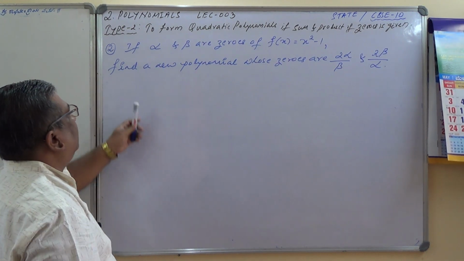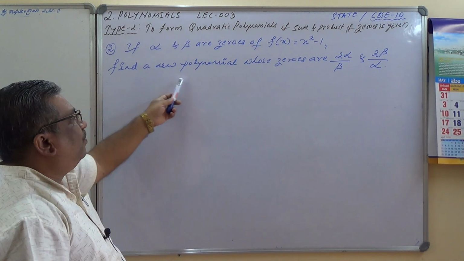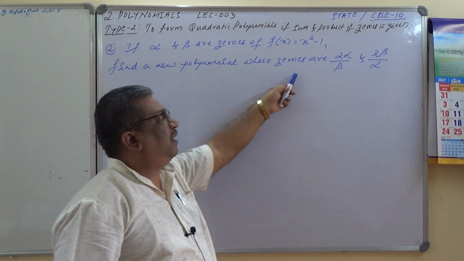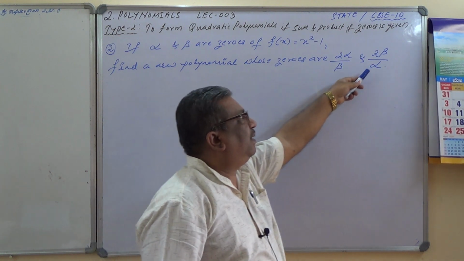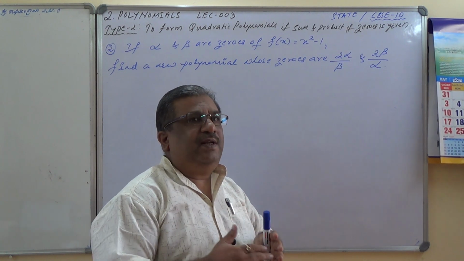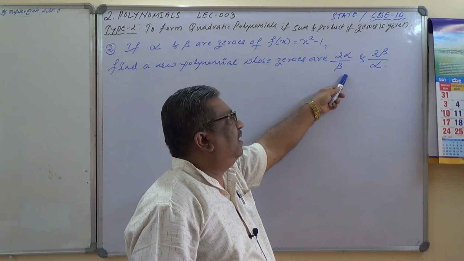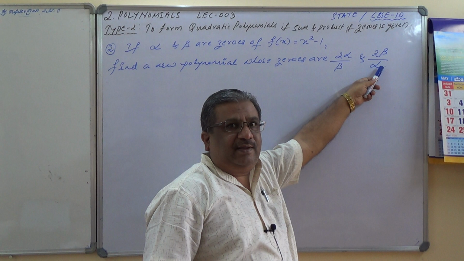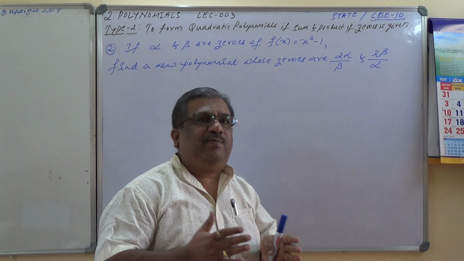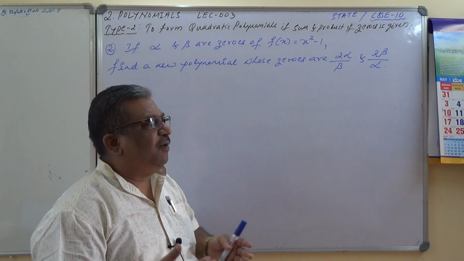Here we will take another question. If alpha and beta are the zeros of this polynomial x square minus 1, then find a new polynomial whose zeros are 2 alpha by beta and 2 beta by alpha. Here these are the zeros of a new polynomial. So what name can I give for these things? I can give these as alpha dash equals this one and beta dash equals this one, isn't it? Alpha dash and beta dash, and try to find out alpha dash plus beta dash, alpha dash into beta dash. If I know those things, then I can form a new polynomial.